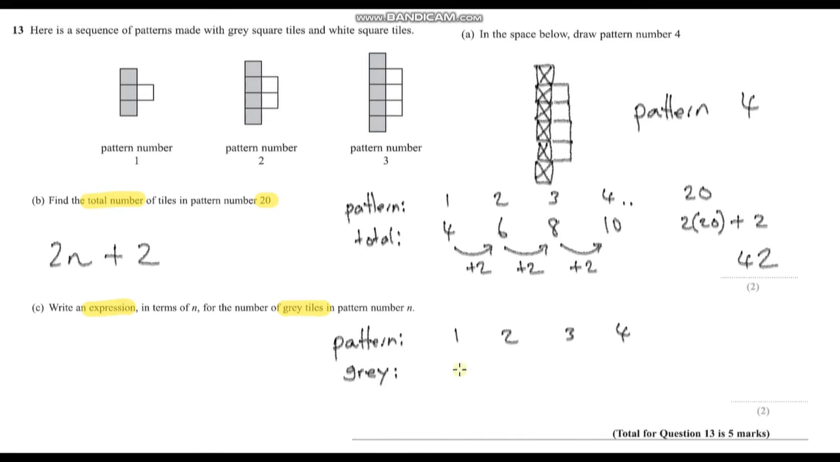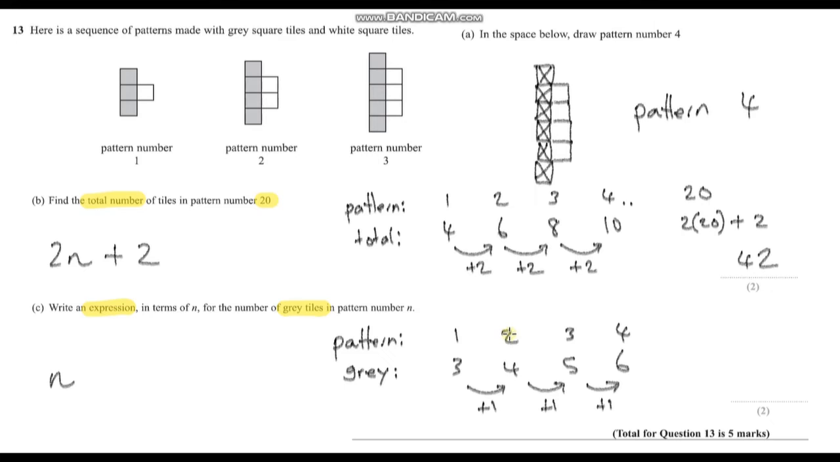Now we're just focusing on the grey tiles. So pattern number 1, we've got 3 grey tiles. Then we've got 4. Then we've got 5. Then we've got 6. So our nth term. So what are we adding each time? Well, we're just adding 1. So it's just going to start with n. So if you think about our 1 times table, how much has it been shifted? Well, we're adding 2. To go from 1 to 3, we add 2.